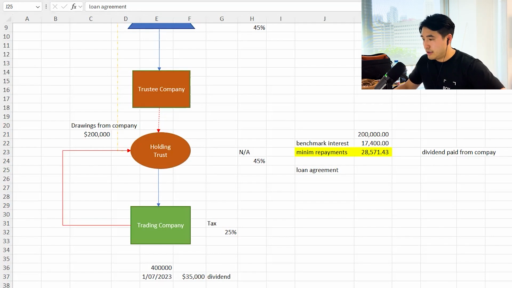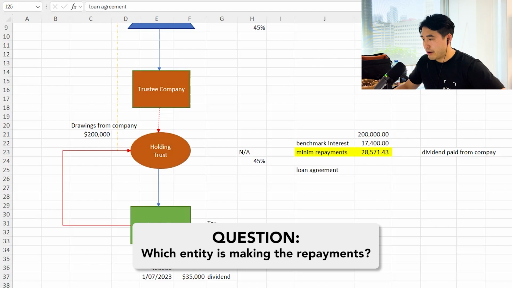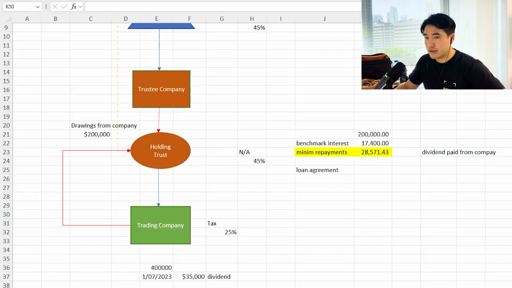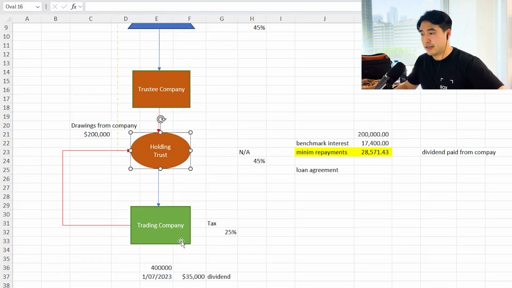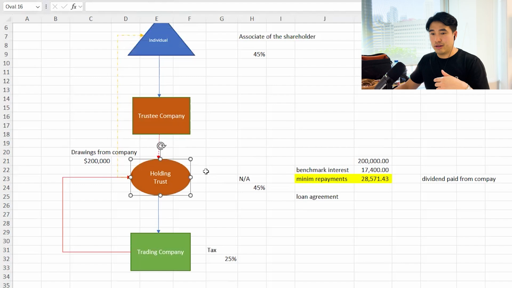Okay, so now Lee also asked a question: are you talking about from a trust, from a trading company? It's not the trust making payments, it's the opposite. It's the company drawing money out, the $400,000 profit it made, and then paying the $200,000 to the trust. So the company is lending money to a trust. It's not the opposite, where a trust is lending money over to a company.